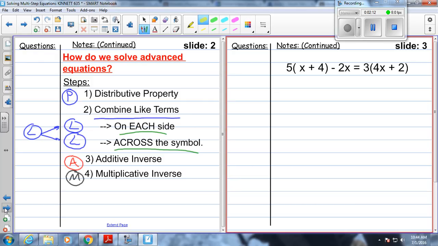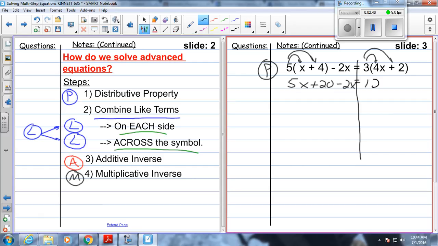Okay, so now the model to show how to use these steps. Step 1 is we have to use the distributive property. It looks like we have a distribution on the left and on the right, and we're going to do both at the same time. I write my P there. So 5 times x is 5x plus 20. We bring straight down the minus 2x because it wasn't used. And on the right side, we distribute this 3, and that gets us 12x plus 6.